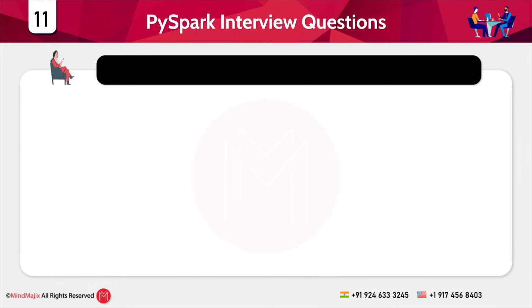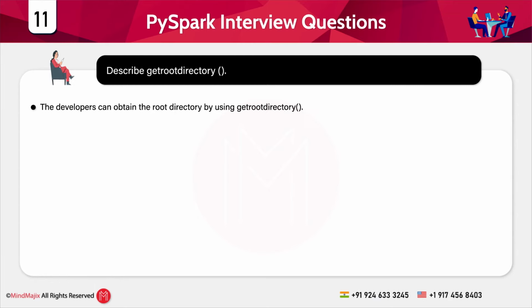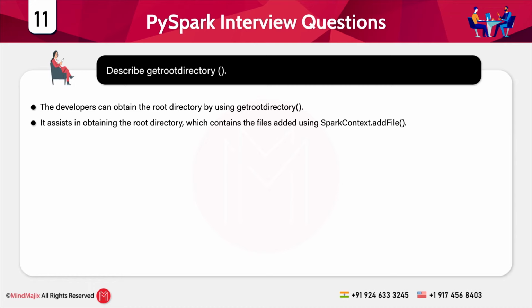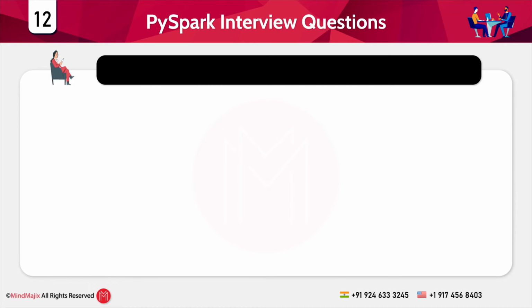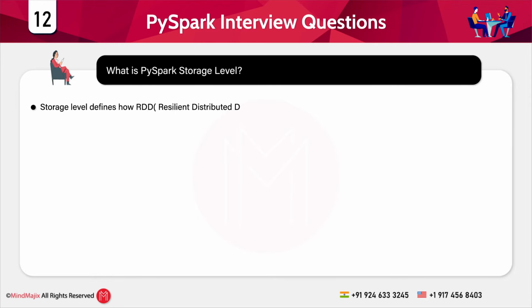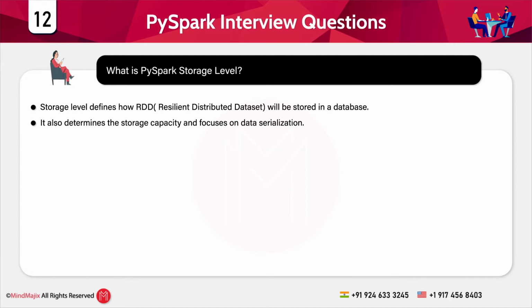The next important question is, describe get root directory. The developers can obtain the root directory by using this method called get root directory. This helps in obtaining the root directory, which contains the files added using SparkContext.addFile. The next question is, what is PySpark storage level? Storage level defines how an RDD, which is nothing but a resilient distributed dataset, will be stored. It also determines the storage capacity and it focuses on data serialization.